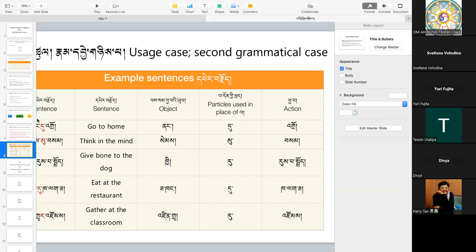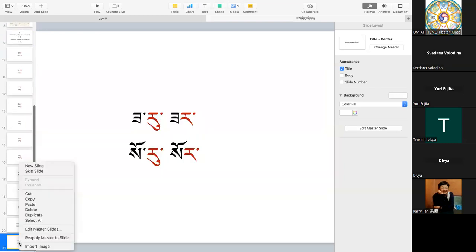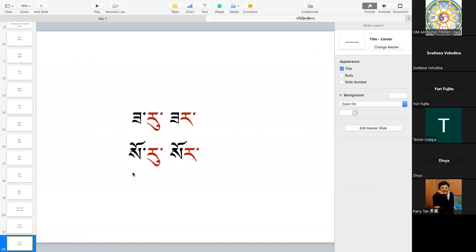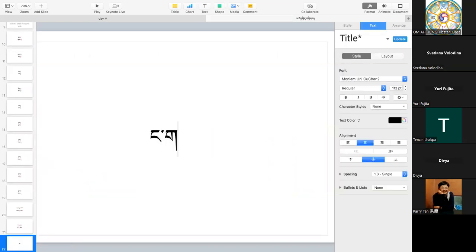So action on object sentence. This is a sentence: nang to dro. Then you can add something to that. To make it a complete sentence, you can say, okay, so we can say, ngani nang to dro.